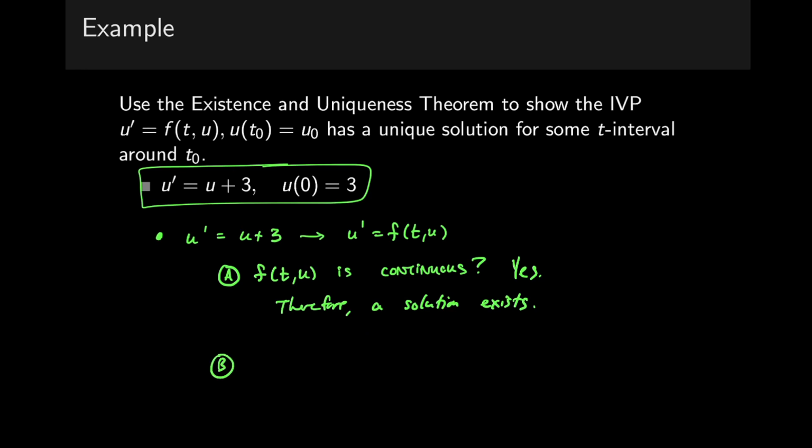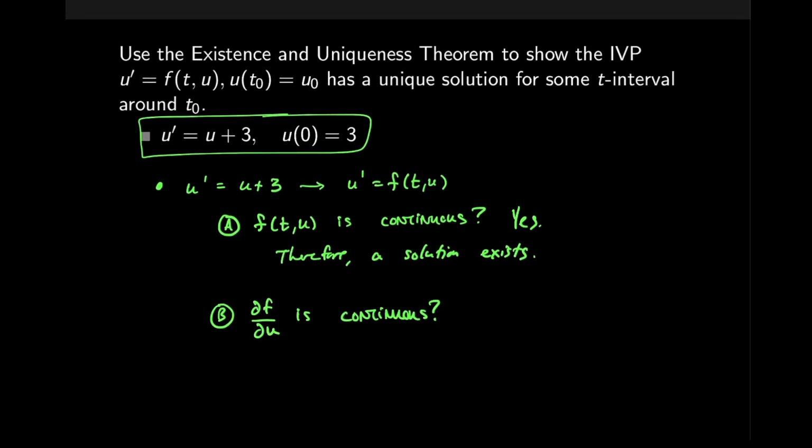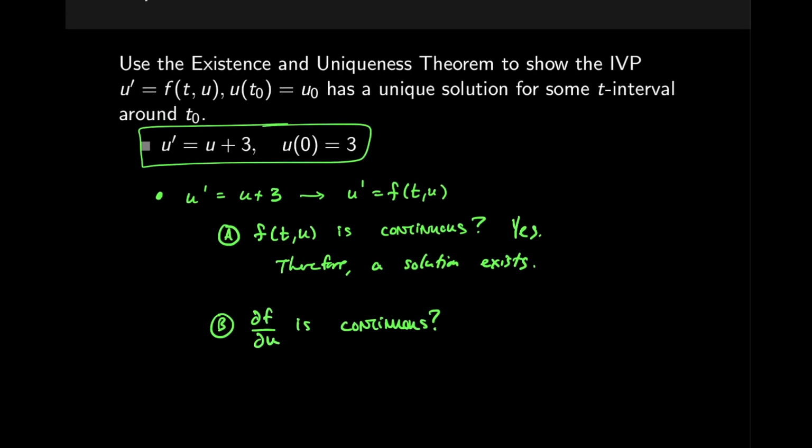And B asks that the partial derivative with respect to u is continuous. Is this the case? Again, to refresh you on this, we don't need to go into too terrible detail. It's to take the derivative of the right-hand side as if u was the independent variable. So what's df du, or partial f partial u, excuse me. Use this partial language for partial derivatives of u plus 3. This is really just 1.